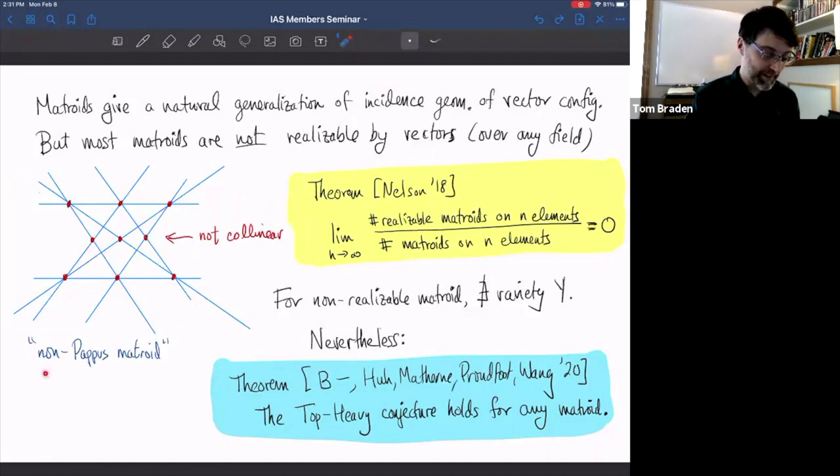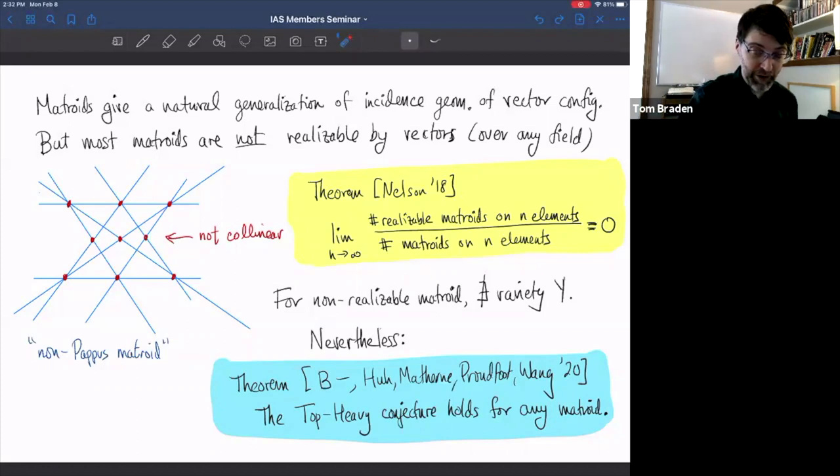One of the natural ones is the non-Pappus matroid here, where Pappus's theorem, which is really a theorem in projective geometry, which is pure linear algebra, says that if all of these collinearities given by the blue lines are true, then there should be another blue line connecting these three points. But you can abstractly define a matroid where those three points are not collinear, where they don't define a flat. Rather, these three points define a triangle, and there's no way in linear algebra to produce vectors that do that. But nevertheless, it's a valid matroid.